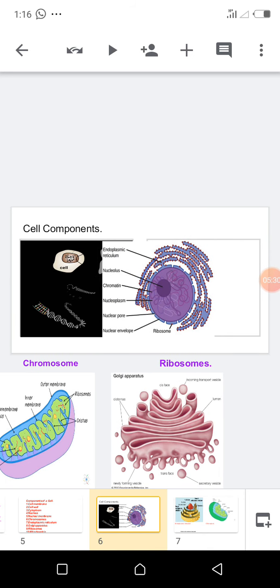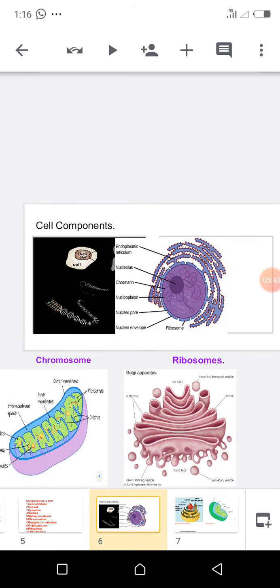Moving on to cell structure and function. The nucleus is said to be the control center of the cell. It controls all the activities in a cell. In the nucleus is where we find the chromosomes. The chromosomes are the materials that carry genetic characters from parents to offsprings.